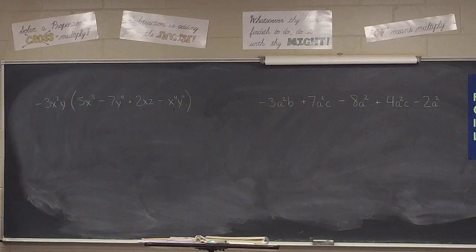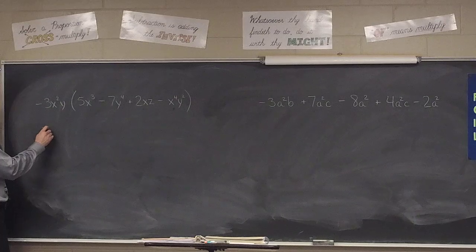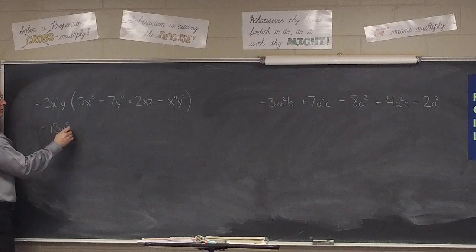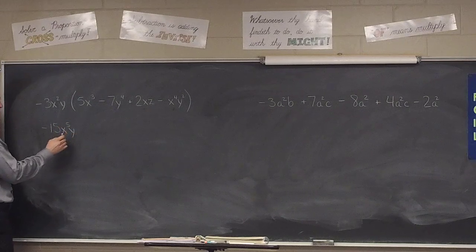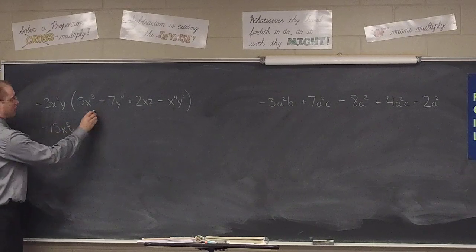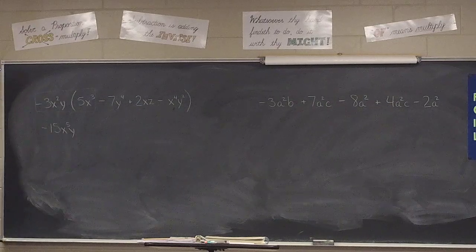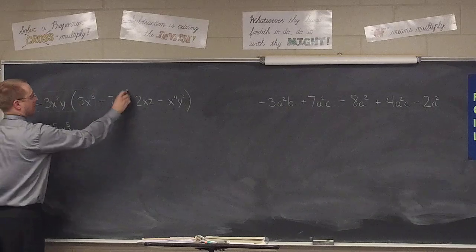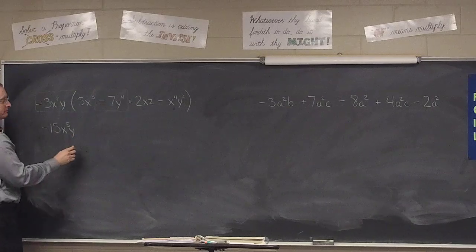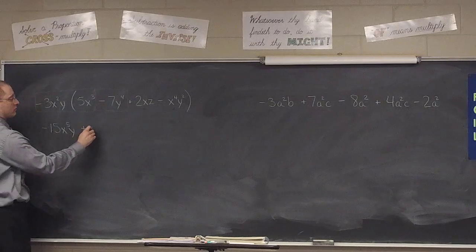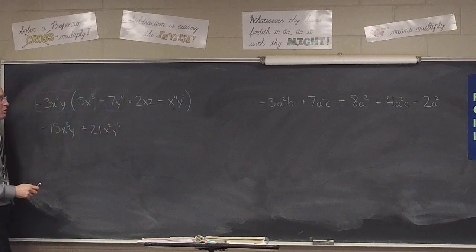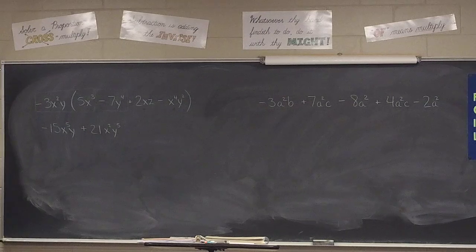Joshua, I want you to take the first sign, number, letter. Negative 15 x to the 5th, y to the 5th. Wait, y to the, no, just y. Just y. Lana, I want you to take the second sign, number, letter. Positive 21 x squared y to the 5th. There we go. Joshua, take the next sign, number, letter.